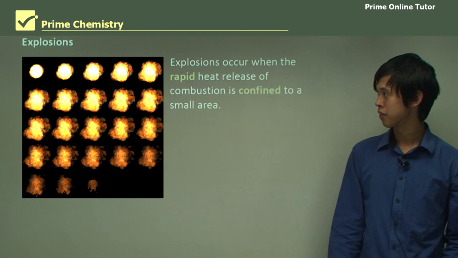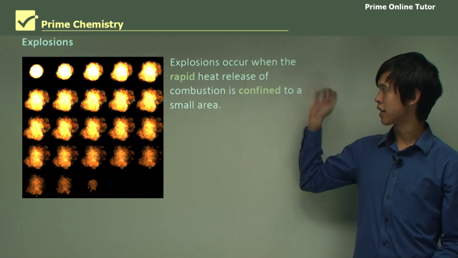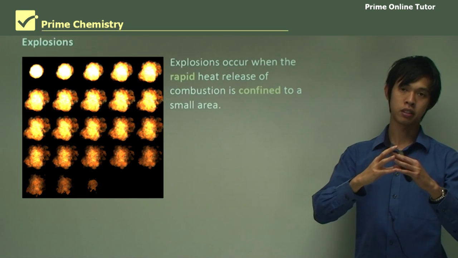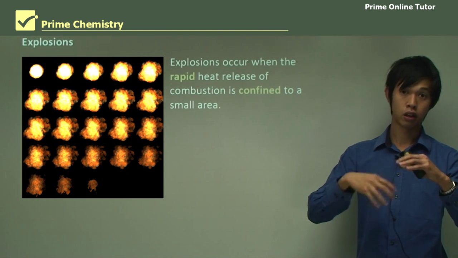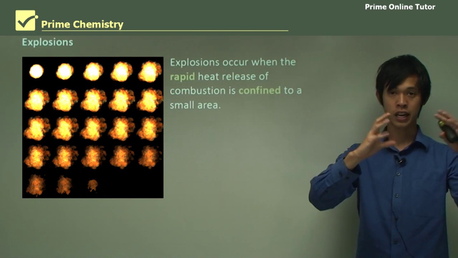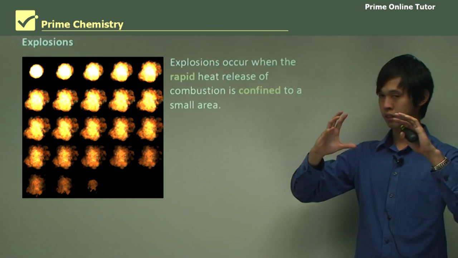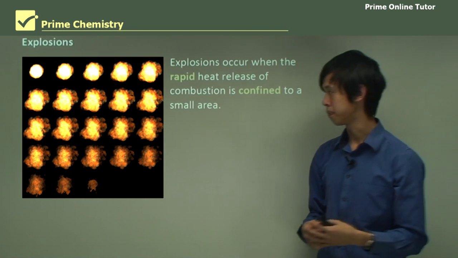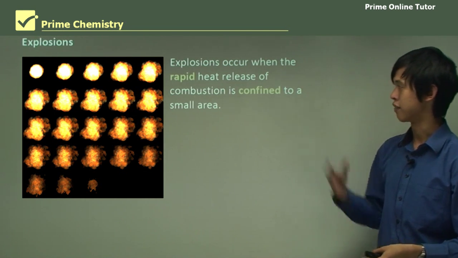So explosions occur when the rapid heat release of combustion is confined to a small area. So when you have combustion, you have lots of heat release, right? But in an explosion, we confine that heat release so that the heat release doesn't escape to the environment. Okay, and it's very rapid.